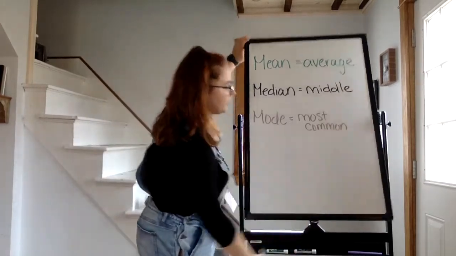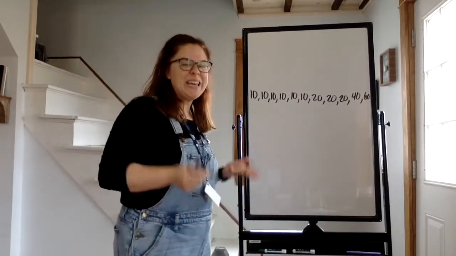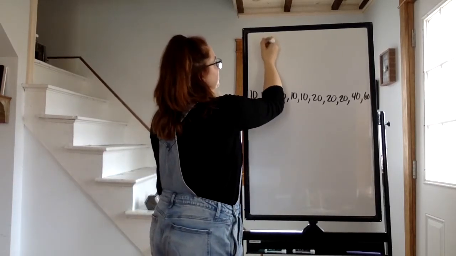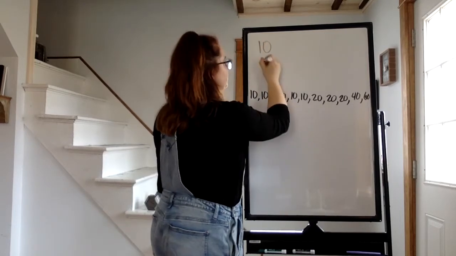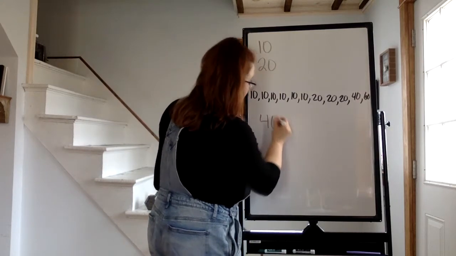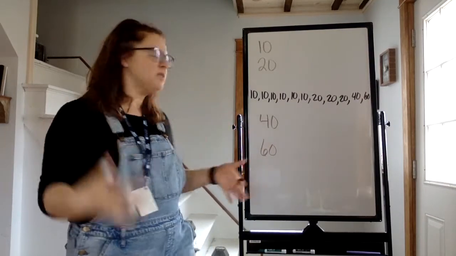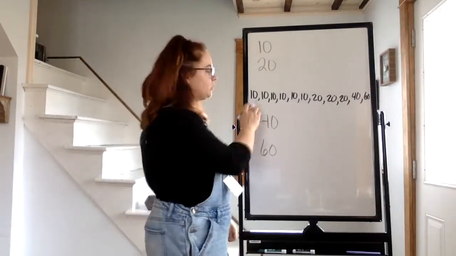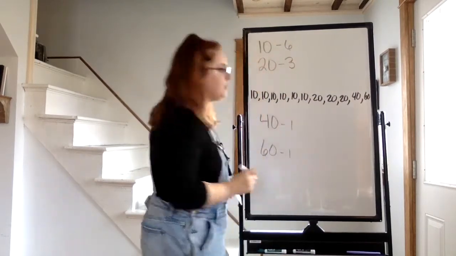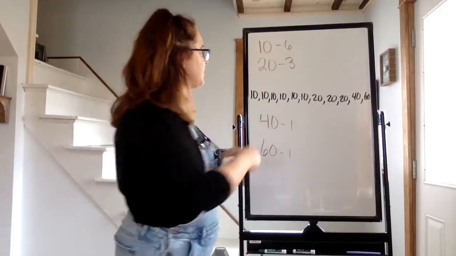Well, what we do is we're just going to count the number of times each data point appears. We've got the number 10 as one of our data points, and 20 as one of our data points. We've also got 40, and 60 shows up. Now I count how many times each of these different numbers shows up in my data set. 10 appears 1, 2, 3, 4, 5, 6 times. 20 appears 1, 2, 3 times. 40 appears once, and 60 appears once. So my mode, the most common number in my data set, is going to be 10.